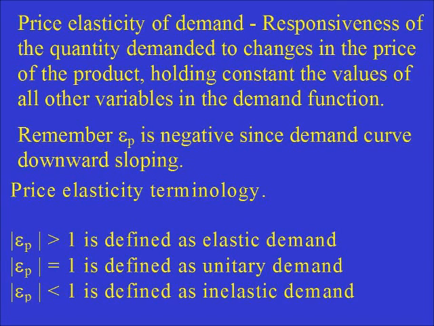Remember, demand curves are downward sloping the vast majority of the time, therefore, our measurement of elasticity is usually going to be negative. We measure elasticity with the Greek variable epsilon, and the price elasticity of demand we're going to measure with epsilon p. Therefore, we're going to use the absolute value of epsilon p to measure price elasticity. If the absolute value of epsilon p is greater than 1, we say demand is elastic. If it's equal to 1, we say it's unitary elastic. And finally, if it is less than 1, we say demand is inelastic.